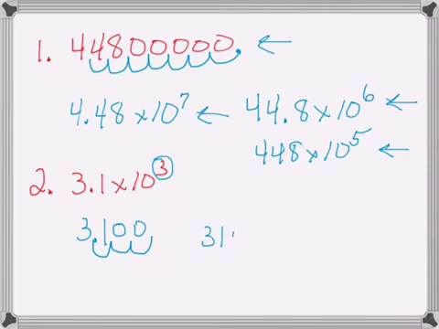It is 3,100. I can put a comma in there because it's in thousands. But it's 3,100 is what that number is. If you write it in scientific notation, you'll get that number.